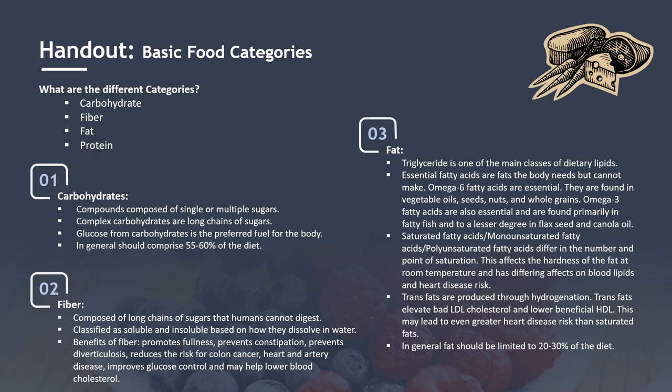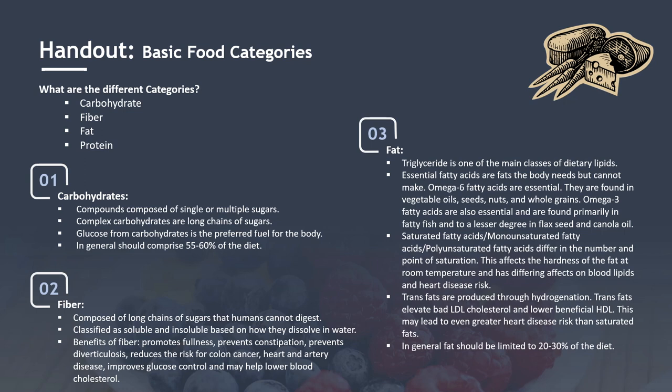2. Fiber. Composed of long chains of sugars that humans cannot digest. Classified as soluble and insoluble based on how they dissolve in water. The benefits of fiber: promotes fullness, prevents constipation, prevents diverticulosis, reduces the risk for colon cancer, heart and artery disease, improves glucose control and may help lower blood cholesterol.